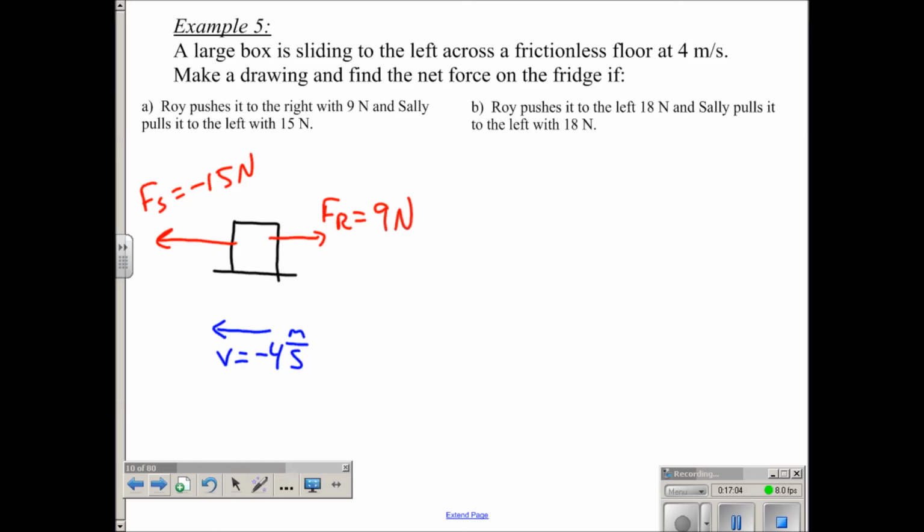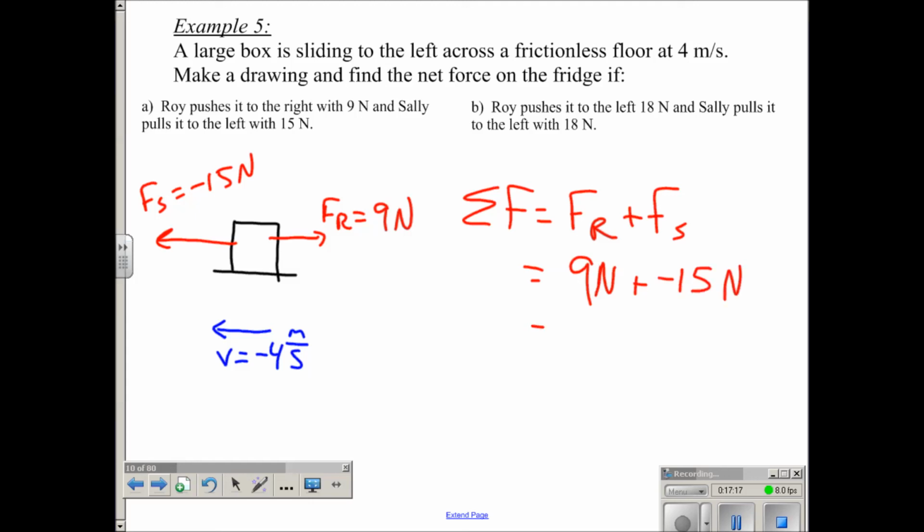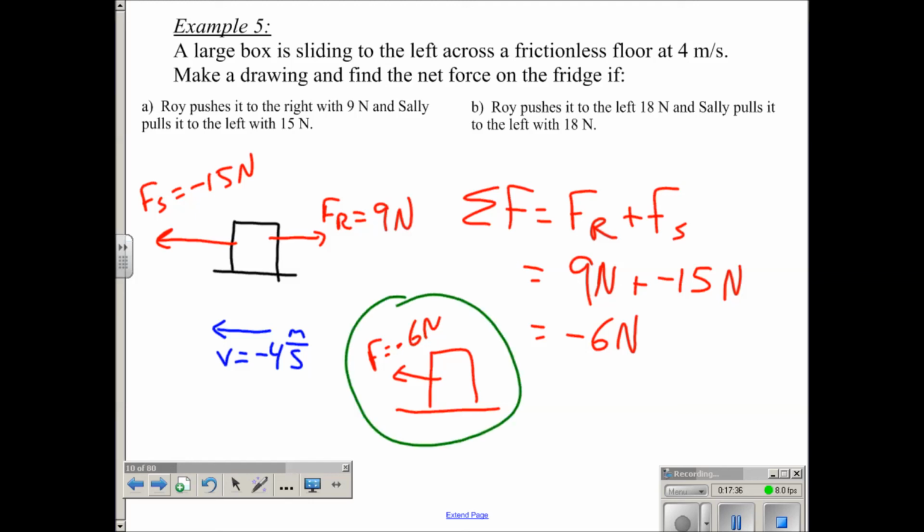Mathematically, it's this. Again, this is still part A. Net force is the force of Roy plus the force of Sally. So we've got 9 newtons from Roy, 15 newtons from Sally. Don't forget the negative sign. Add it up and you get -6 newtons. Okay? So that is exactly the same. What's happening in this problem is exactly the same as if only one person was pushing it with 6 newtons. Okay, so in other words, in terms of what the box does, this is exactly the same as this. Okay? All right, so let's do part B.